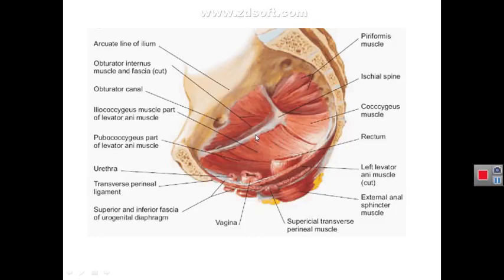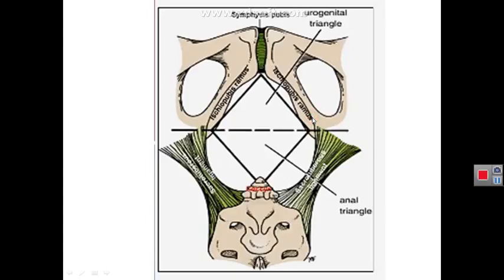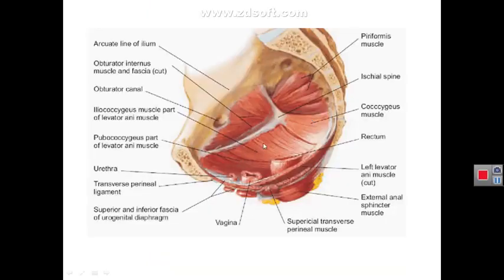You can see that the true pelvis has an anterolateral wall formed by this muscle, which is obturator internus, while the true pelvis has a posterolateral wall, which is produced by piriformis. In addition to these walls, the true pelvis has a floor. This is the floor. So you have walls, anterolateral, posterolateral, and the floor.